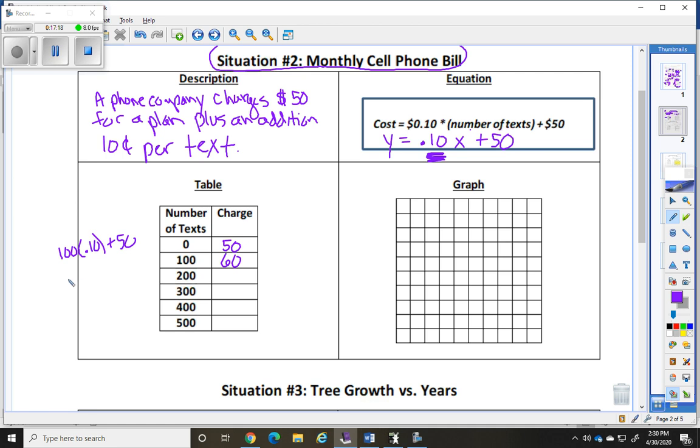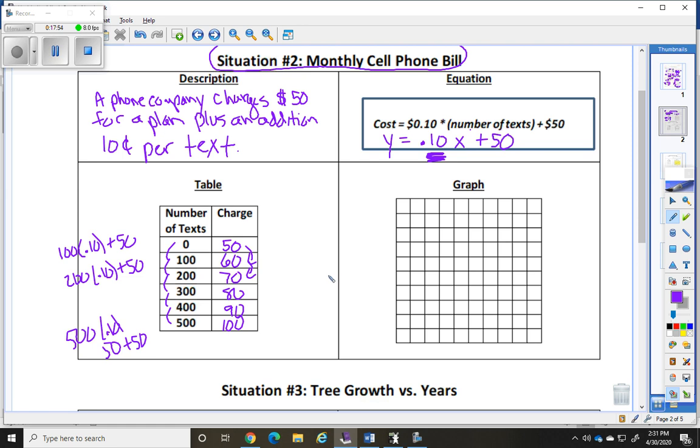The next one is 20 texts times 0.10. Guess what that is? Yes, it's 20 plus 50. So that's 70. Notice the pattern over here. Are these going in a pattern? Yes, they are up by 100 each time. Therefore, this will follow this pattern, up by 10 each time. So that must be 80, 90, and 100. You could double check the last one if you want to. 500 times 0.10 is 50, and 50 plus 50 is 100.